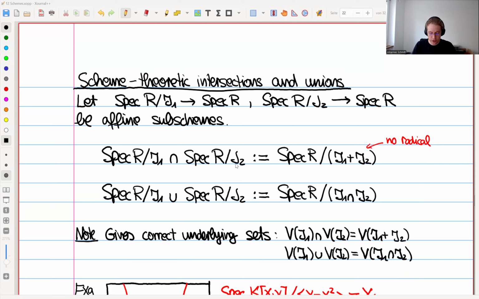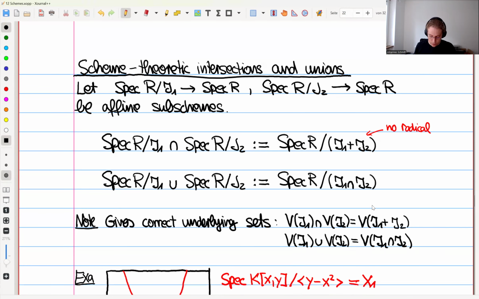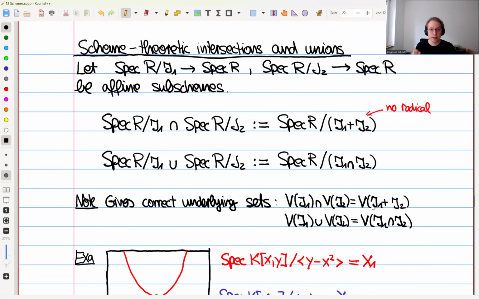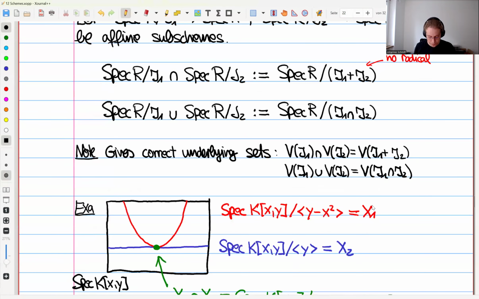We say the intersection of these is the spectrum of R modulo the sum of the ideals. And note there's no radical appearing here, even though taking the radical would not change the set, but it would change the affine subscheme. And so in this case, we just take the sum, and for the union, we just take the intersection. Let's do this in an example to see that it actually matters.